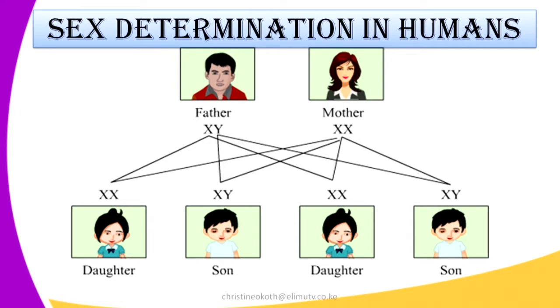So by having children, the chances that you'll have a daughter or a son is 50-50. You can either have a daughter or a son depending on which chromosome the father is going to release. So in our illustration here, the chances are always 50% of either having a daughter or having a son.